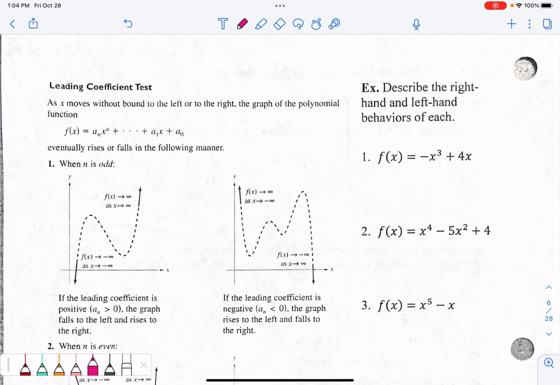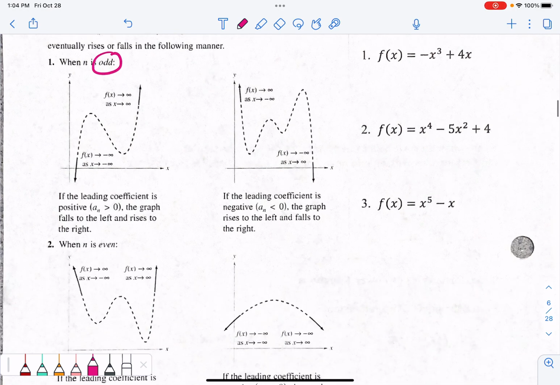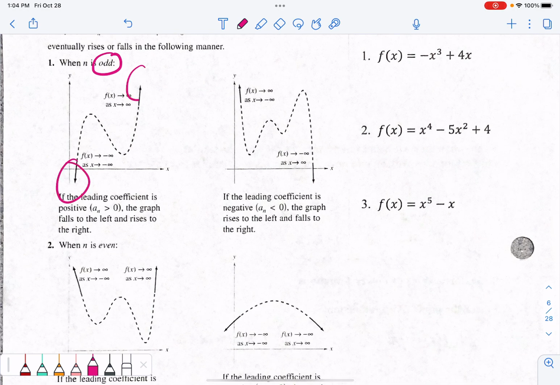If a function is odd, like it has an odd exponent, its end behavior is going to go in opposite directions. Where is that at? Like here or here or here. Odd functions like x to the third power, x to the fifth, or x to the seventh, any of those, they're going to go in opposite directions, okay?